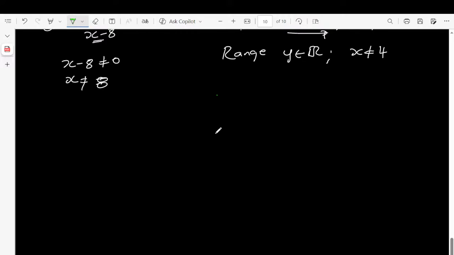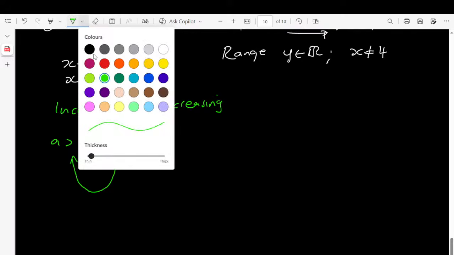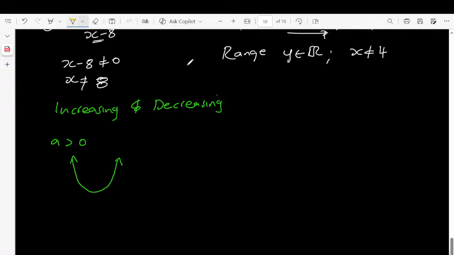So let me explain increasing and decreasing. If I have a graph like this, if the value of a is greater than 0, your graph will be concave up. I need to explain how this works. Most of the time you'll see in an exam they say, for which values of x is f(x) increasing? Those are the types of questions you guys get wrong.